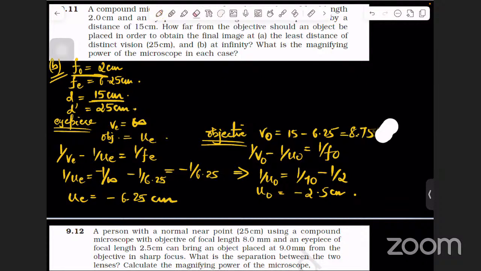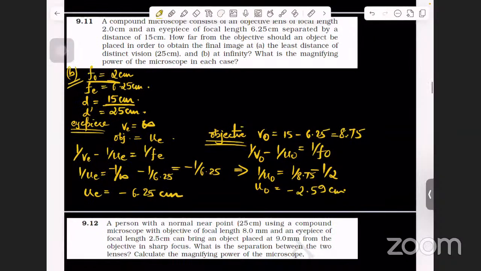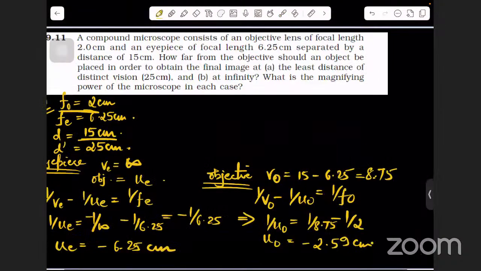And here it would be 8.75, and this value would come out to be minus 2.59 centimeters. If the final image is formed at infinity, then the object should be placed at 2.59 centimeters. So we'll write both of the answers first here.